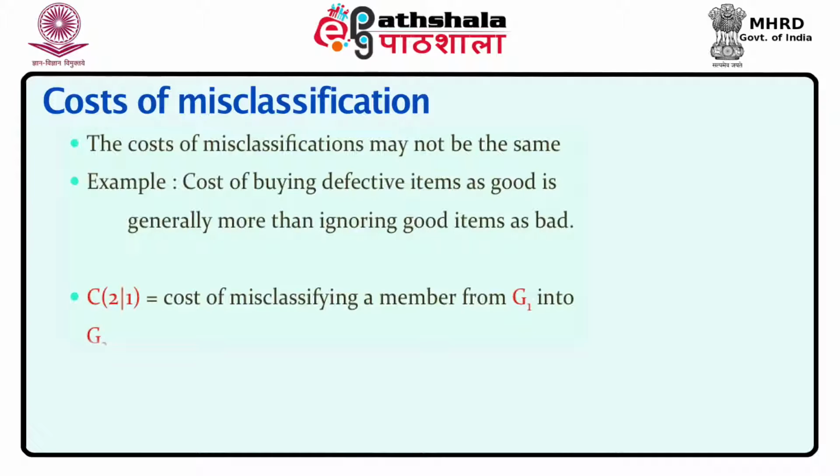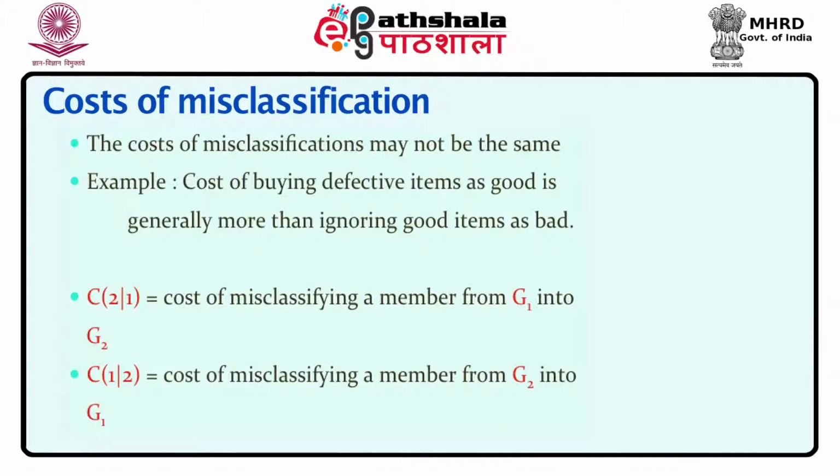So there has to be a cost associated with the two types of misclassifications. Now let C(2|1) be the cost of misclassifying a member from G1 into G2. So he comes from G1 and has been placed into G2. The cost of this is C(2|1), and similarly C(1|2) is the cost of misclassifying a member from G2 into G1.